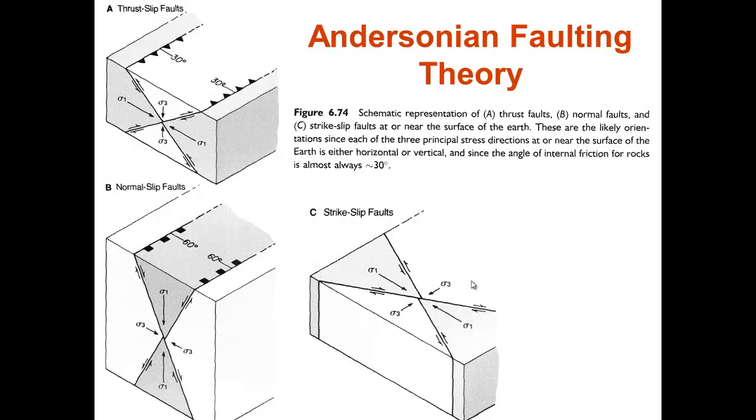So that's why when we look at this drawing from Andersonian faulting theory, we can see these relatively lower dips for the reverse faults, relatively higher dips for the normal faults, and why it shows 60 degree dip and 30 degree dip. So it's the geometric proof for why those numbers are there. And then in the strike slip case, you could determine the strike of the optimally oriented strike slip fault if you knew the orientation of sigma 1.